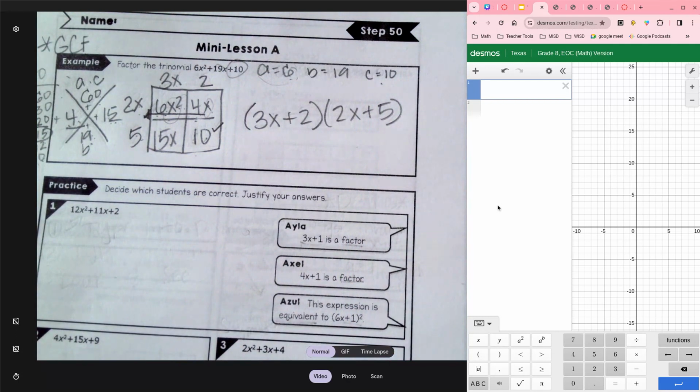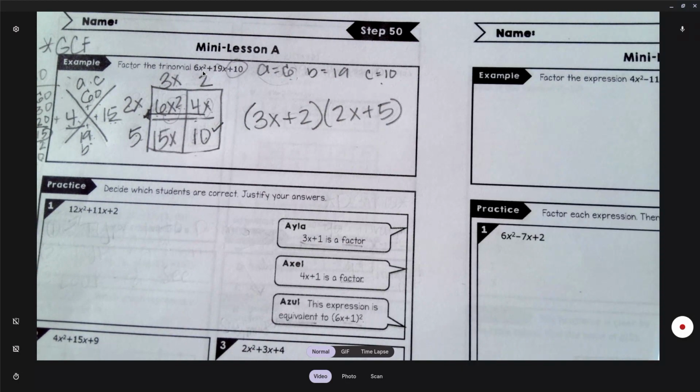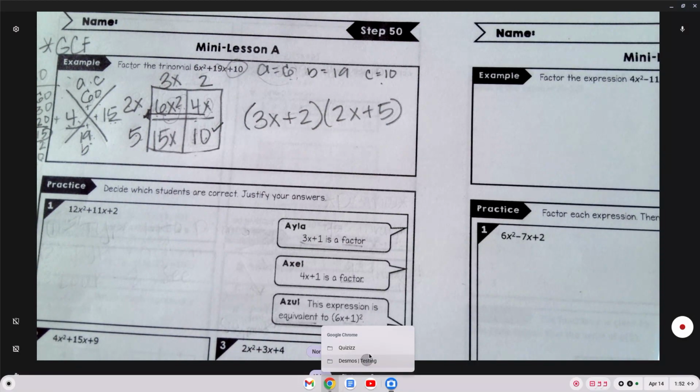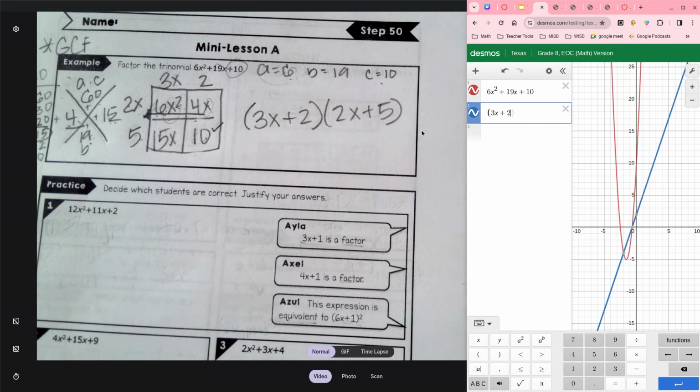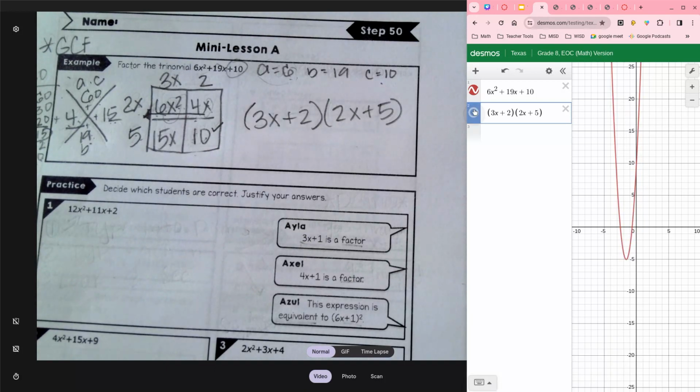And so to check this on Desmos, I'm going to make sure that this equation up here is equivalent to the question I got right here. And I just lost my Desmos. There we go. So I'm going to type in 6x squared plus 19x plus 10, and it should be equal to this one right here, meaning, just like we did on the warm-up, it gives me the exact same thing, the exact same graph. And indeed it does.